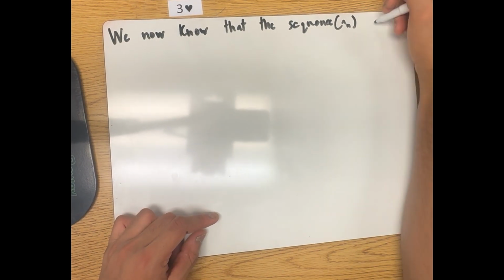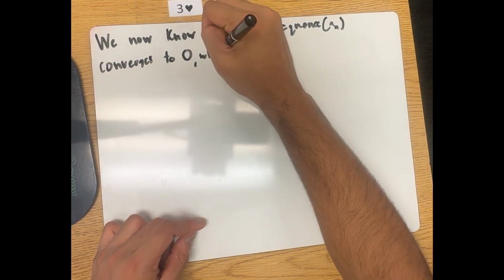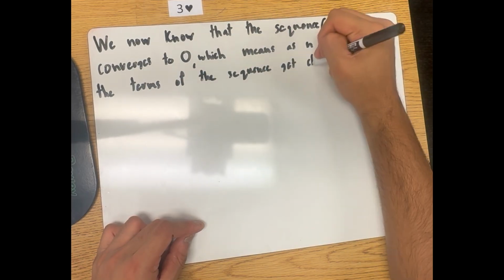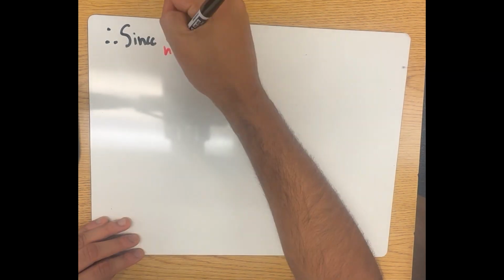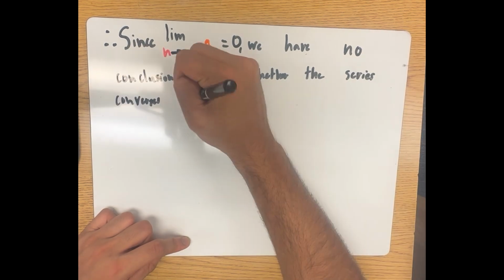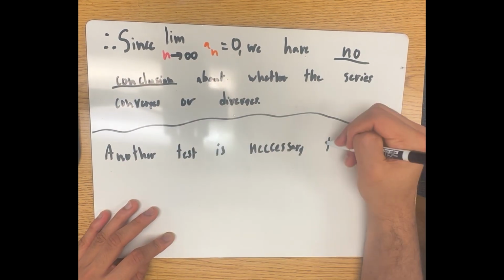We now know that the sequence a sub n converges to 0, which means as n gets larger, the terms of the sequence get closer and closer to 0. Since the limit as n approaches infinity of a sub n is equal to 0, we have no conclusion about whether the series converges or diverges. Another test is necessary to make a conclusion. Moving on to example number 3.